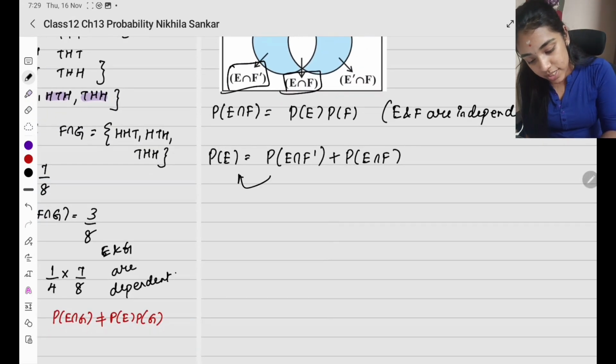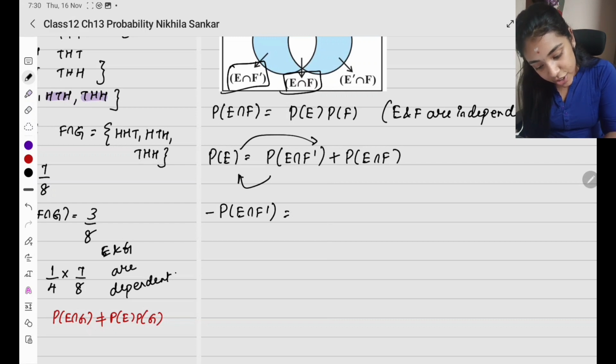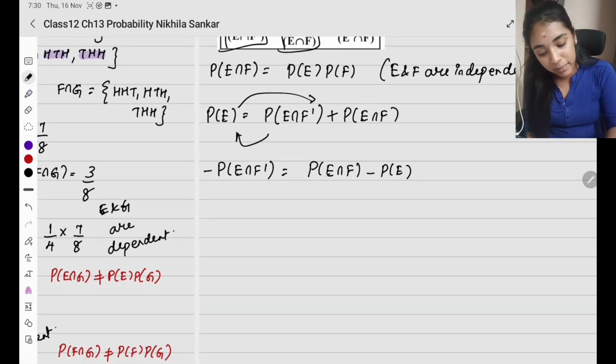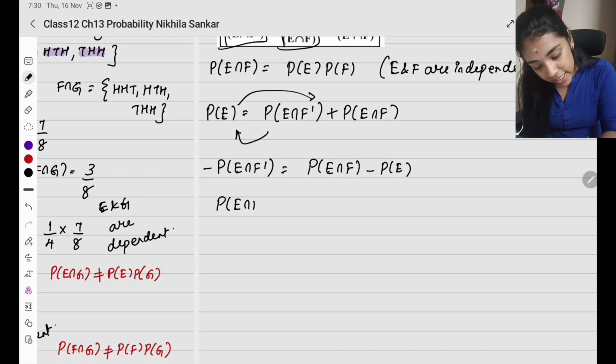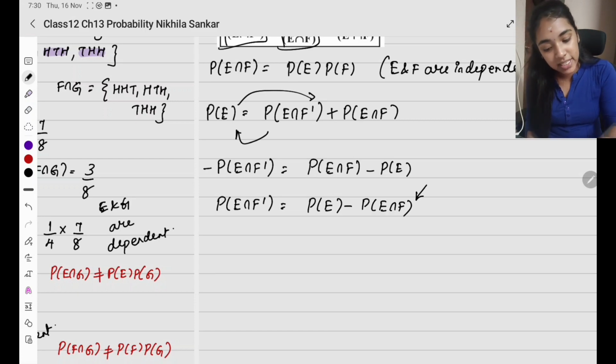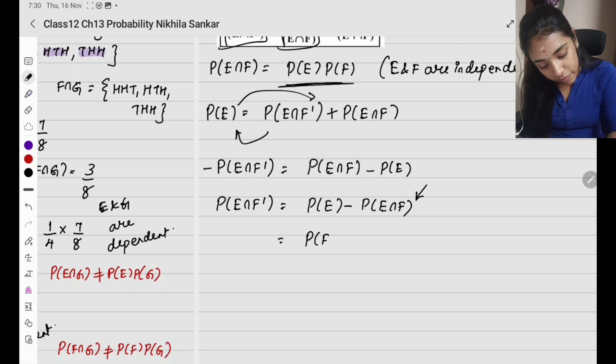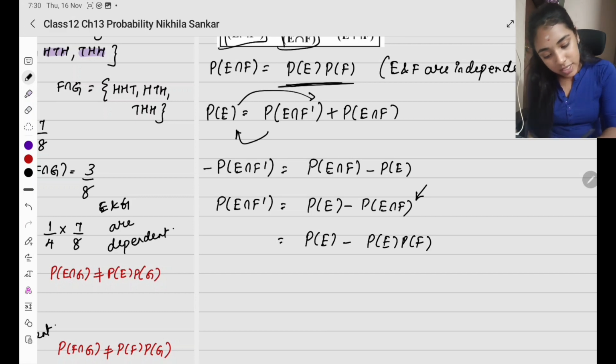So what am I going to do? I'm going to bring this to this side and this to the other side. So I have minus probability of E intersection F dash equals probability of E intersection F minus probability of E. So now multiplying by minus, what do I have? Probability of E intersection F dash equals probability of E minus probability of E intersection F. Here, probability of E intersection F is probability of E times probability of F. So I have probability of E minus probability of E times probability of F. So this is going to be probability of E intersection F dash.